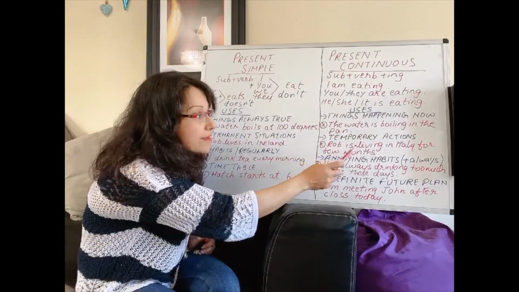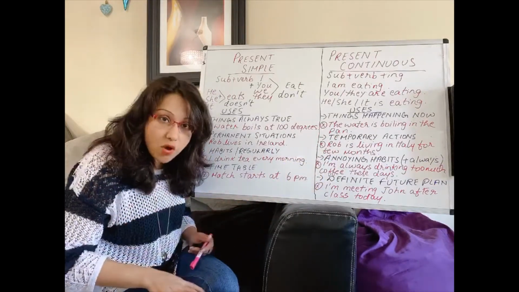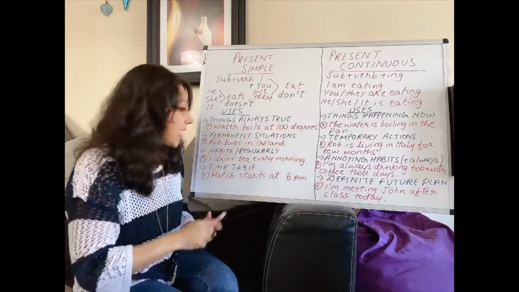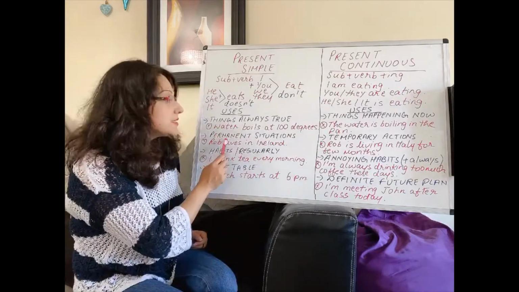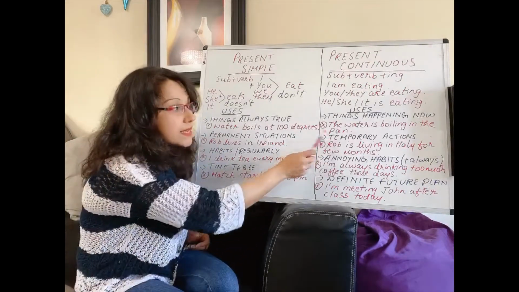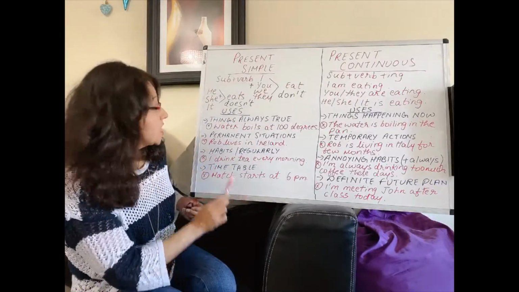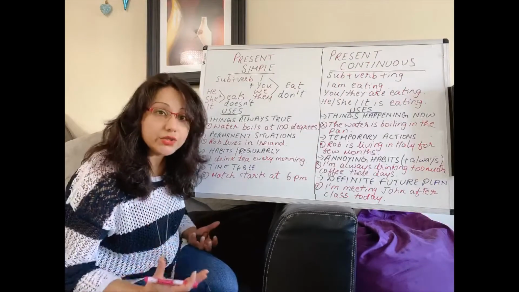Rob is living in Italy for a few months. That means at this moment, he is in Italy, he's living in Italy, but he'll come back to where he lives, that is Ireland. All right, so this is permanent and this is temporary. All right, with me? Next, when we have our habits, something that we regularly do.